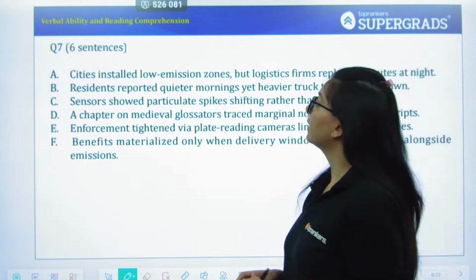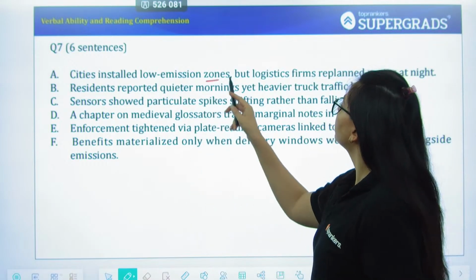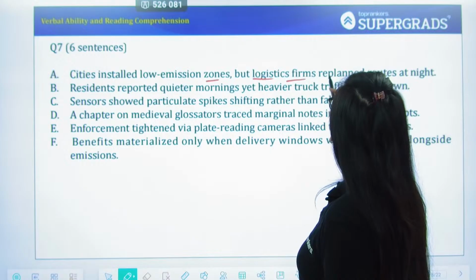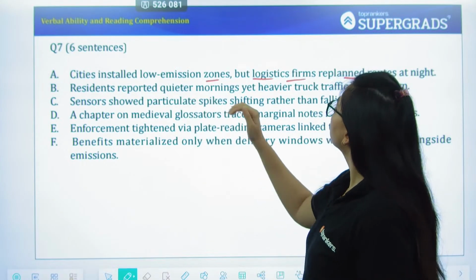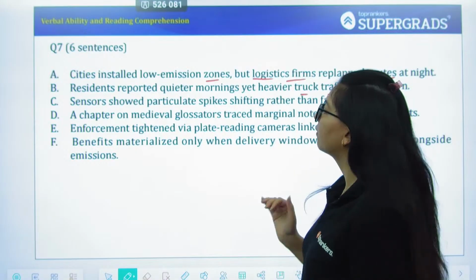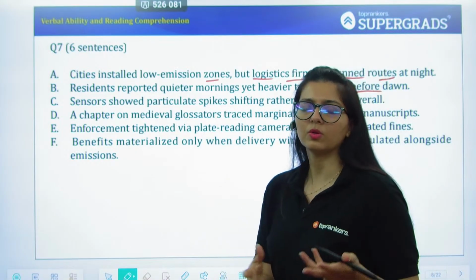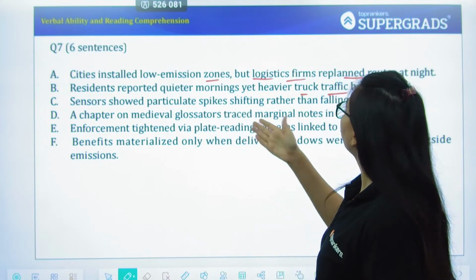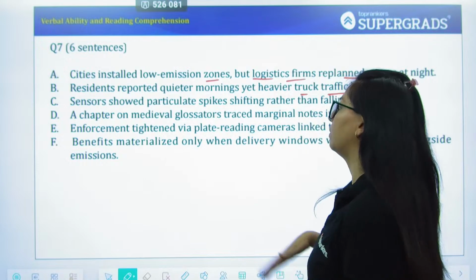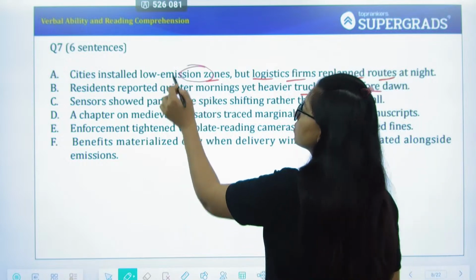Okay, let's get on to the next one. Cities install low emission zones, but logistics firm replanned routes at night. Okay. Residents reported quieter mornings yet heavier truck traffic before dawn. Okay, still looks about how the replanning of the city is being done travel wise. Sensors showed particulate spikes shifting rather than falling all over. Okay, still further talks about the emission zones and all of that.